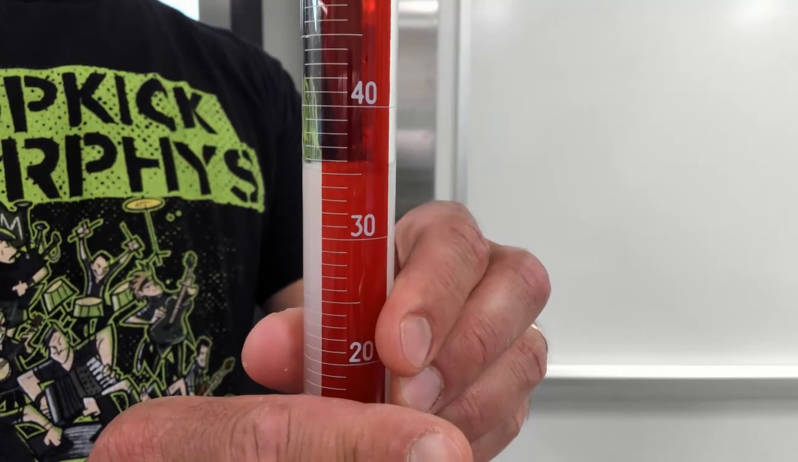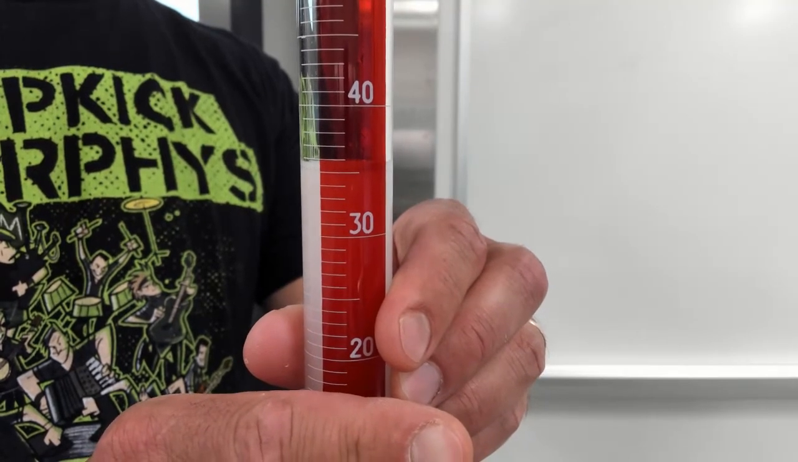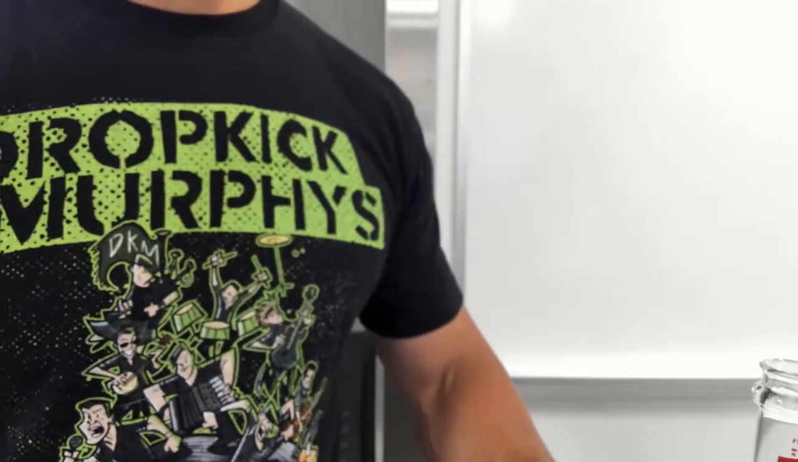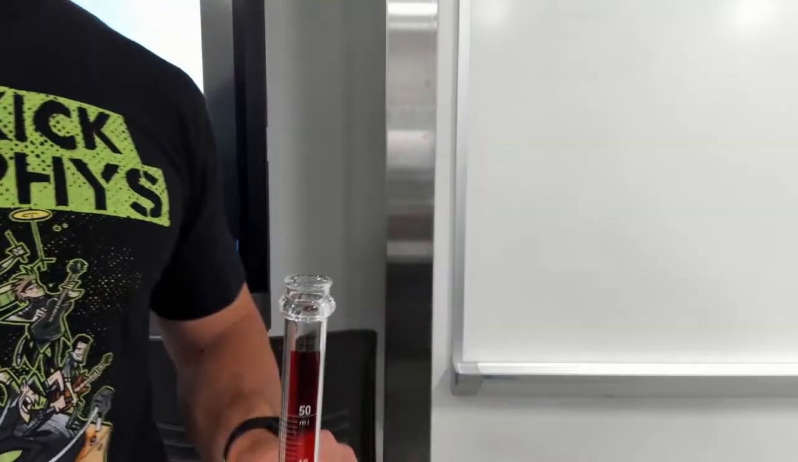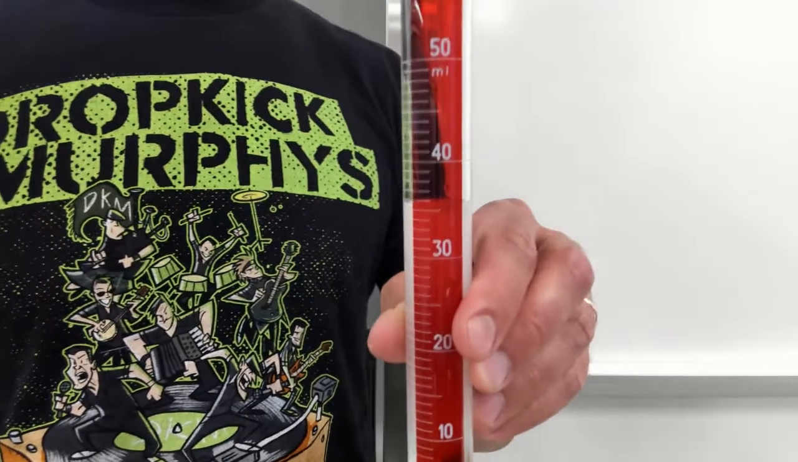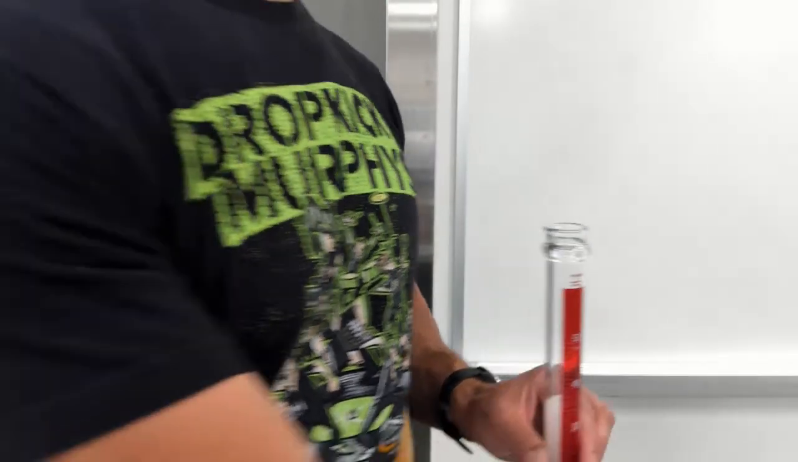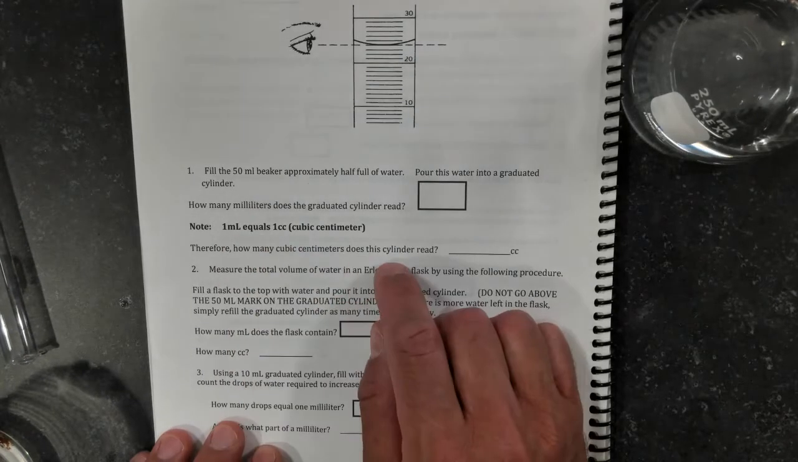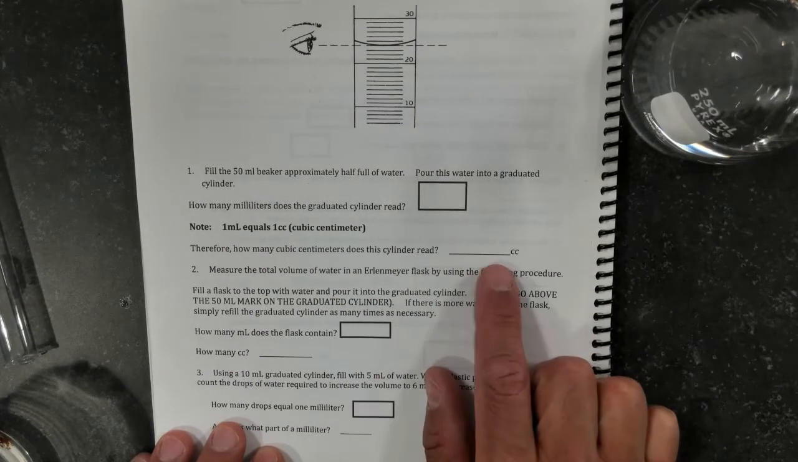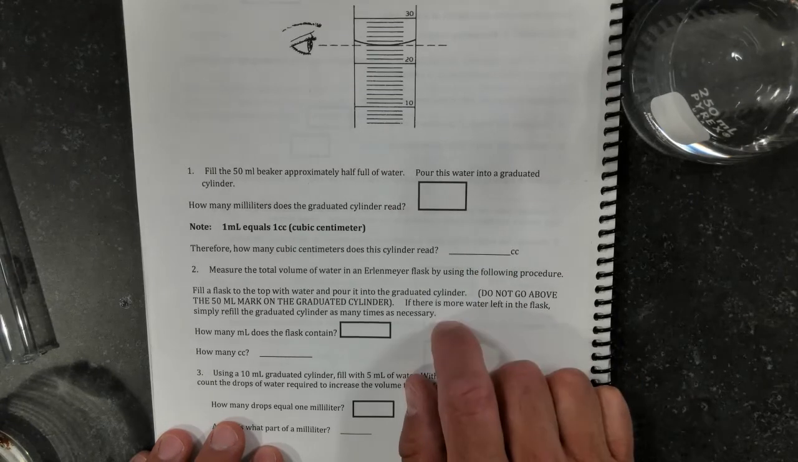You need to take the measurement, how much water is in there, and write it down in milliliters. The graduated cylinder, all measurements here are in milliliters. So whatever the measurement, please write it down. 1 milliliter equals 1 cubic centimeter. So you need to write down how many cubic centimeters your cylinder reads.